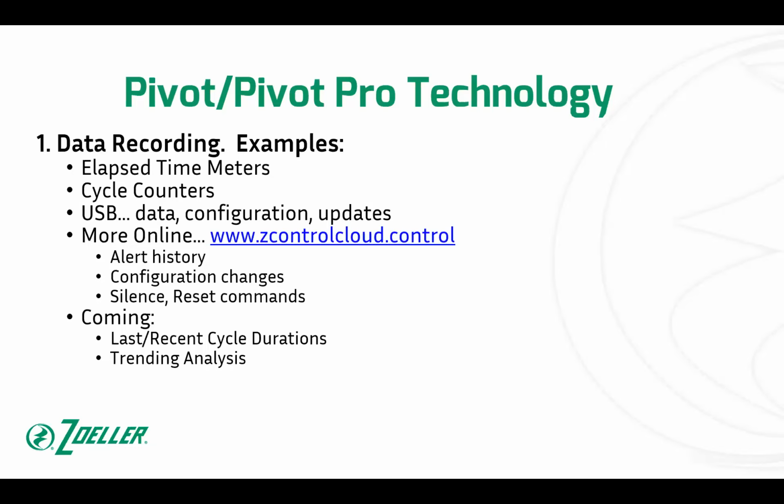A lot of the logic and some of the diagnostics that I'm going to show you are the same on Pivot versus Pivot Pro versus Pivot Pro Plus. The difference is only that you can't visually see it and access it as simply on Pivot. That's really what it comes down to. Remotely silencing and resetting a panel, you're also able to do that remotely.